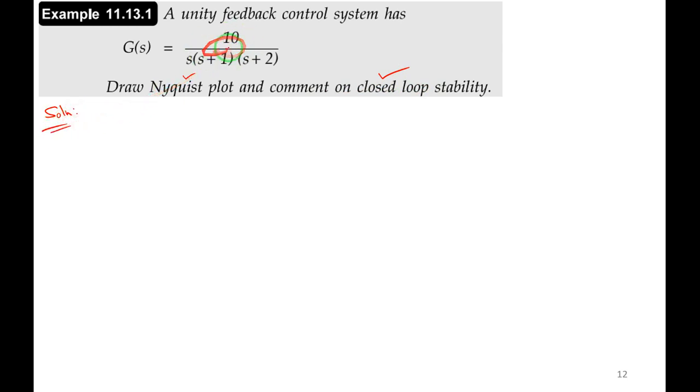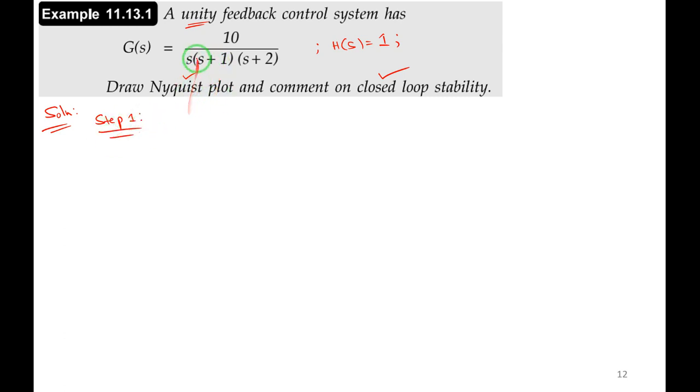So this is the open loop transfer function, G of s into H of s. If it is not given, it means H of s is 1. It is unity negative feedback, right? So H of s is 1. Since it is unity feedback, they are not writing H of s, or else you can write it, no problem. So this is given. So what is the first step?